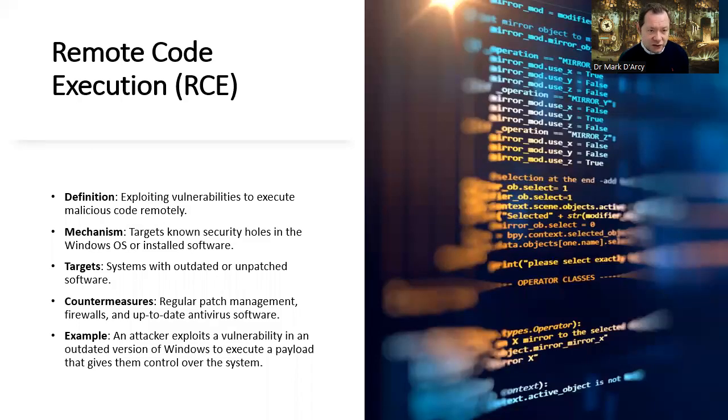Remote code execution, RCE. This is exploiting vulnerabilities to execute malicious code remotely. The mechanism targets known security holes in Windows OS or installed software. For example, when Windows 11 was shipped, it came with a little hole, little back door built into it that many people exploited. Targets systems with outdated or unpatched software. Countermeasures: regular patch management, firewalls, and up-to-date antivirus software.